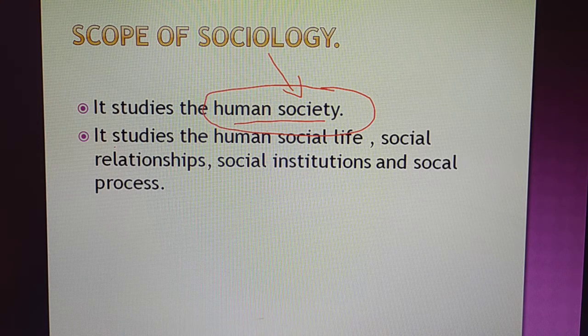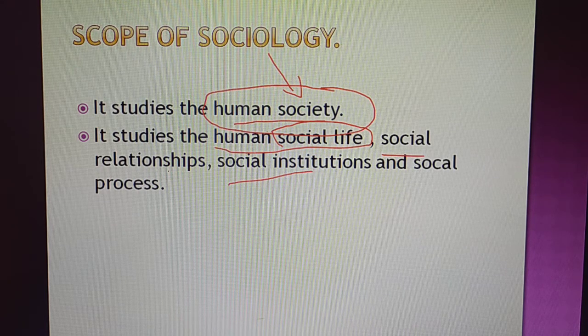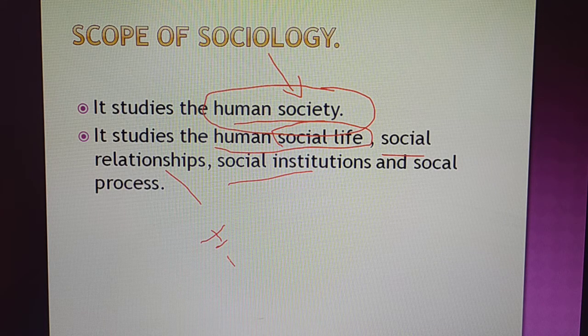Next, sociology also studies human social life, how social life is led by human beings, social relationships, social institutions and social processes. These are important aspects that can be studied in sociology. Social relationship means how the relationship is between the individual and the family.